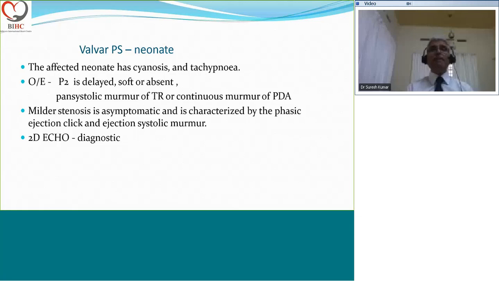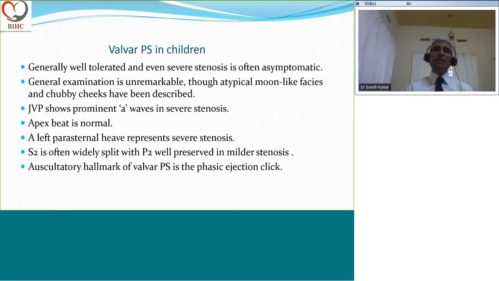If you look at valvar PS in children, it is generally well tolerated, and even severe stenosis is often asymptomatic. If you examine the child, it's unremarkable from a general examination point of view, and atypical moon-like facies and chubby cheeks have been described in some children. In severe stenosis, the JVP may show prominent A waves. The apex beat is normal. A left parasternal heave is present if the stenosis is severe. And when you hear the S2, it's widely split.